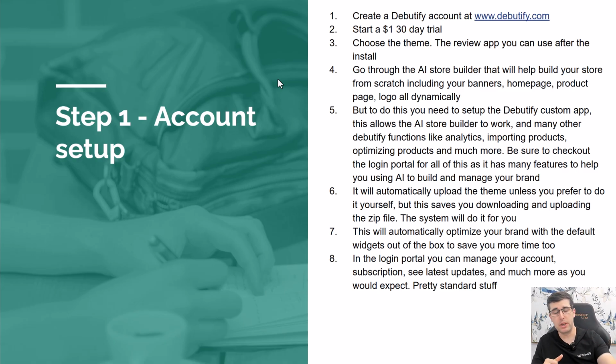So before we go into the full steps, again, as you know, I like to do my slides to make it more clear. Create a Debutify account at debutify.com, choose the $1 30-day trial, choose the theme. There's a theme and there's a review app option. The review app you can also install as well. Go through the AI Store builder.